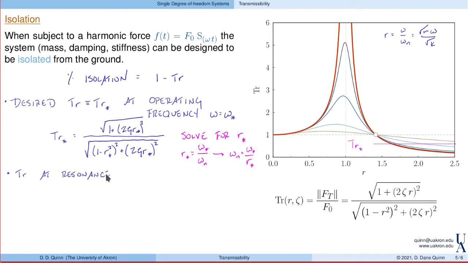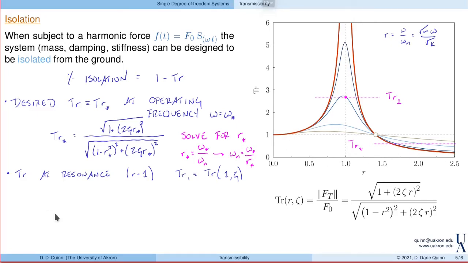And remember that resonance occurs when the operating speed is equal to the natural frequency, or R is equal to 1. We'll define this value as TR1, again 1 indicating resonance, which is the transmissibility at R is equal to 1 as the damping ratio varies. Looking at our transmissibility plot, we might be interested in a value of TR1 as shown. Again, this value at resonance closely approximates the maximum transmissibility as the operating speed changes.